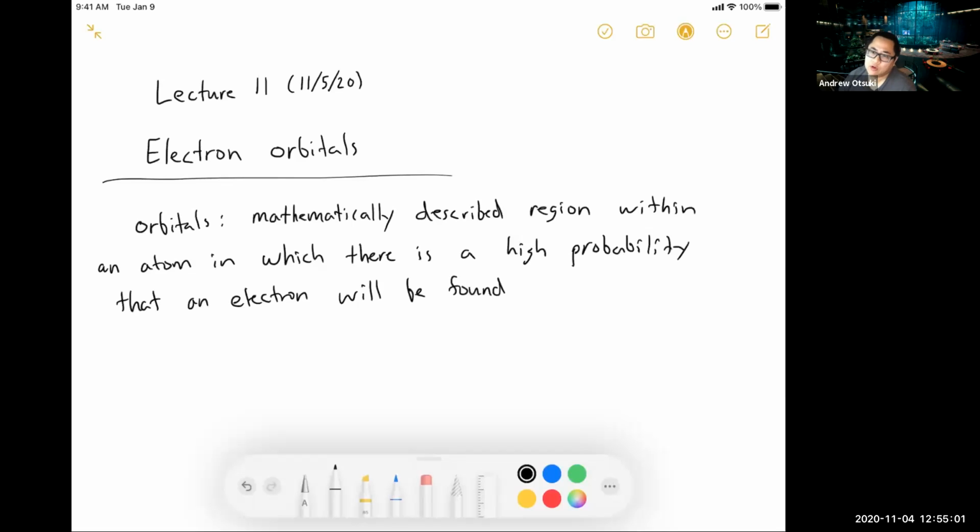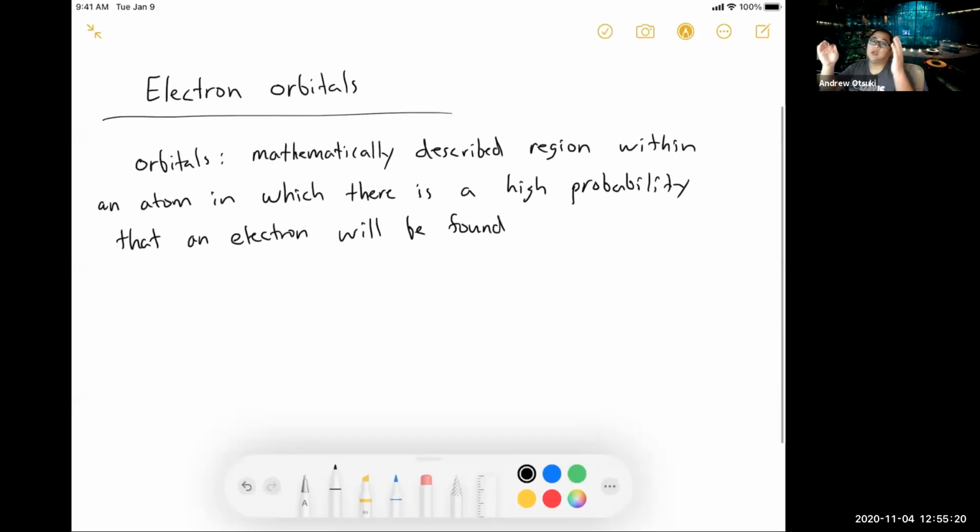I won't go too much into how an orbital is derived. That's not the point of this class. If you do have questions about how an orbital comes about, you can always ask me outside of lecture. But pretty simply, that's where we find the electron, and we can solve for these orbitals using mathematics, and then we get a solution.